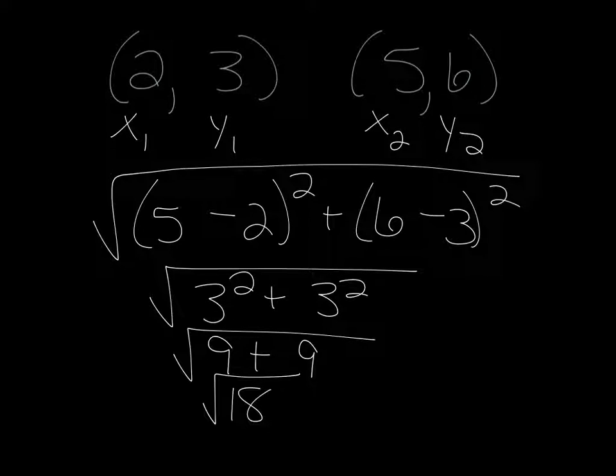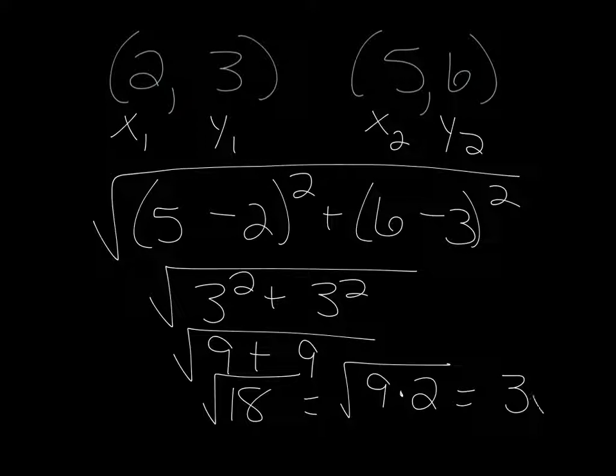Now this does simplify. 9 divides that. That's the square root of 9 times 2, and I get 3 root 2. So if your square root simplifies, simplify it.